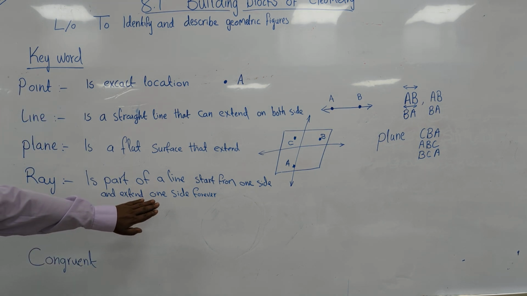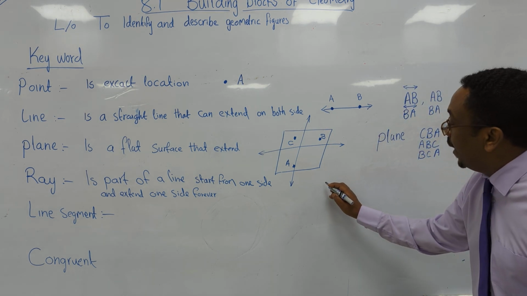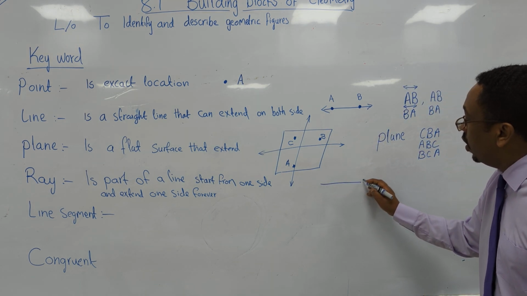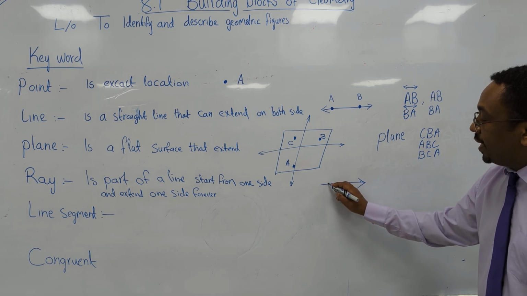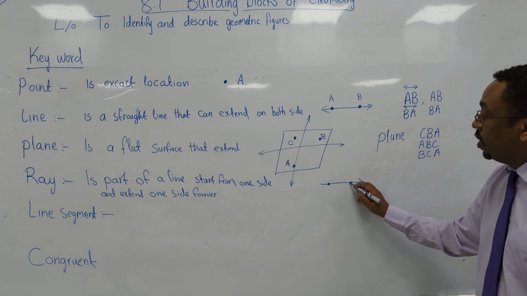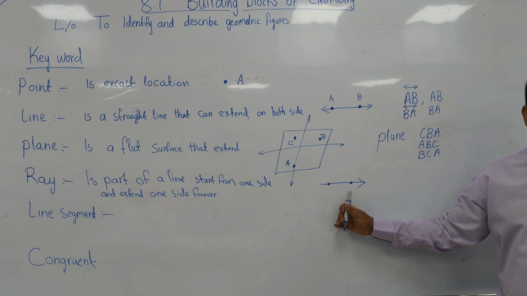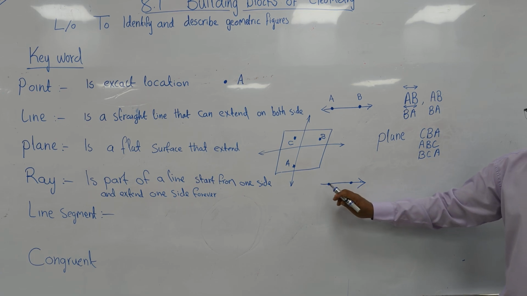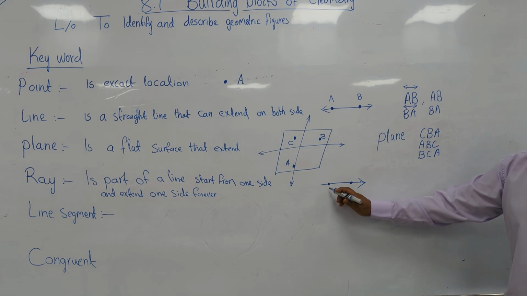Okay, so how do we represent a ray? The ray will be represented as a line like this. One side will have an arrow and the other side will not have an arrow. So we will have a dot there and a dot there. As you can see, this is part of a line. One side is extending forever. The other side is just starting.